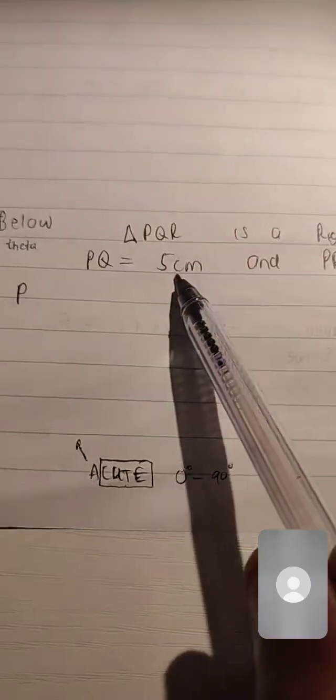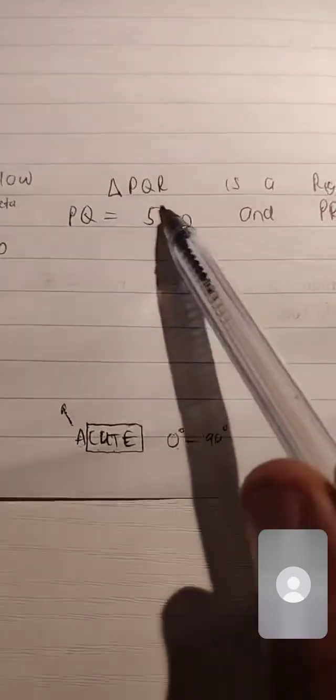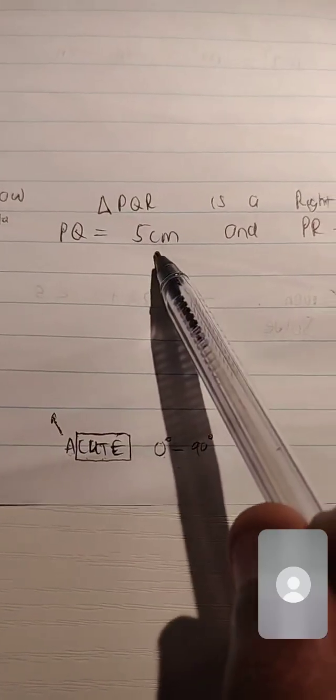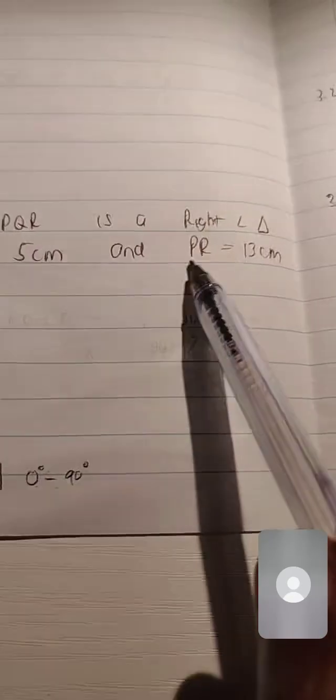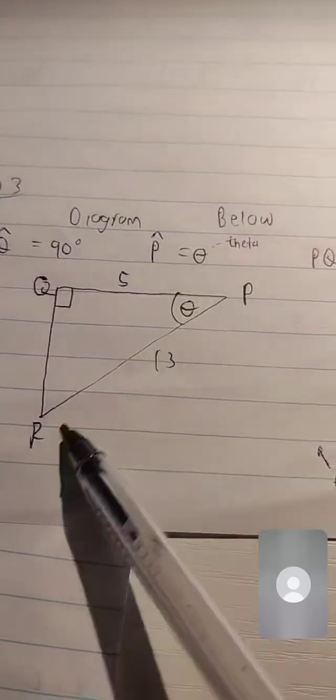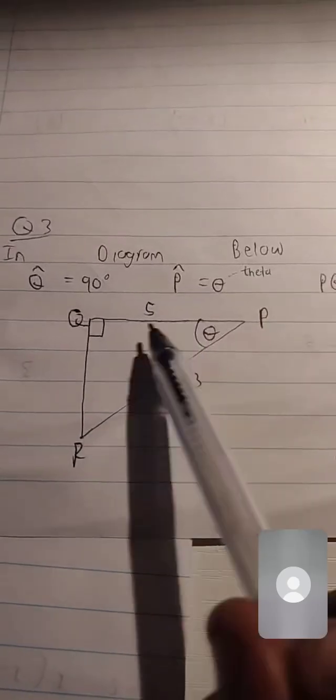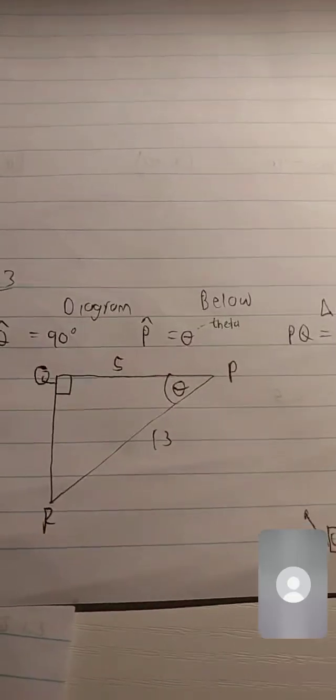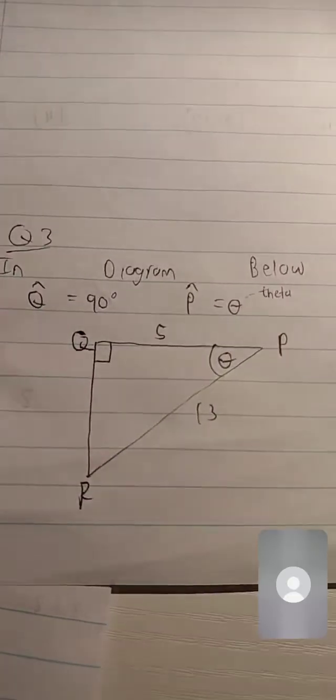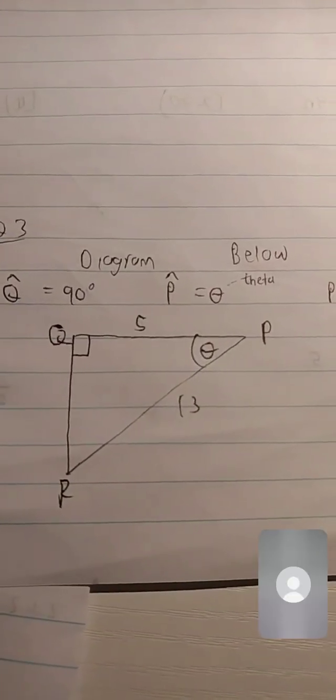So we are told that PQ, here is PQ, is 5 what? 5 centimeters. And PR here is equal to what? 13 centimeters. Exactly. Now we have this side which is 5, we have this side which is 13. Do we have what QR is? No, sir, we don't.